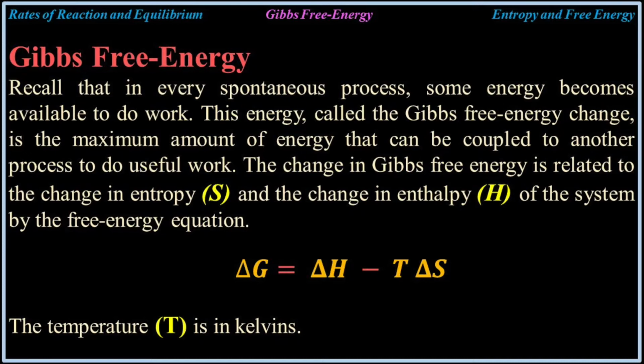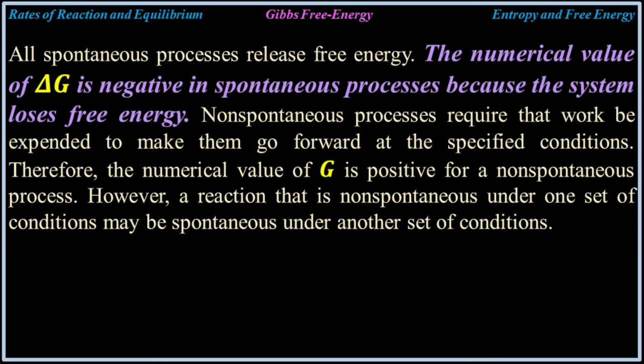The change in Gibbs free energy is related to the change in entropy, S, and the change in enthalpy, H, of the system by the free energy equation, which is delta G, the change in free energy, equals delta H, the change in enthalpy, minus the temperature times the change in entropy, delta S, or T delta S. The temperature T is in kelvins. All spontaneous processes release free energy.